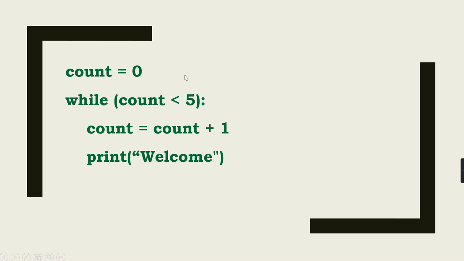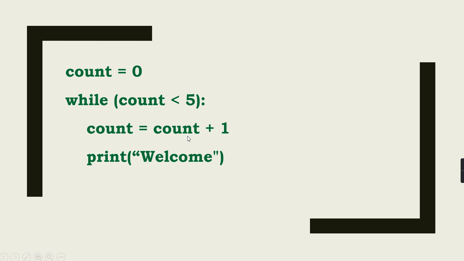Now let's look at a very simple program in Python for a while loop. Here it is printing welcome 5 times. If you want to print a message 5 times, then at first it initializes one variable count with value 0. Then, while, you write the condition count is less than 5, followed by a colon. Then count is equal to count plus 1. You are incrementing the value of count and then you are printing welcome.